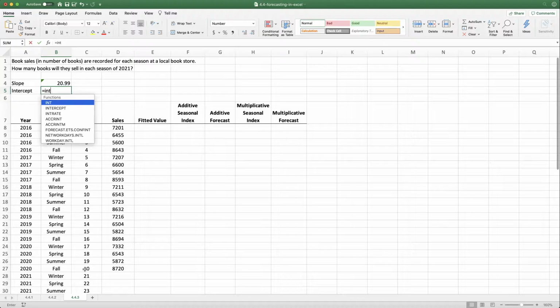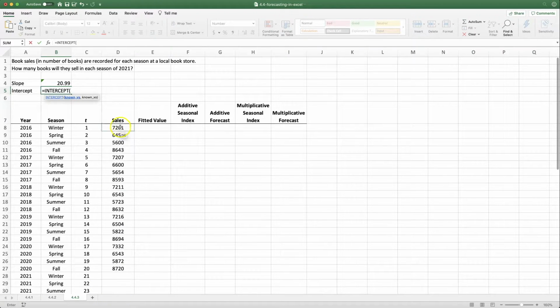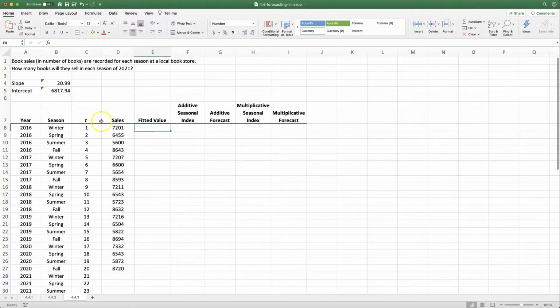The intercept of this line is given by the intercept function. The y values are sales, the x values are the t's. The intercept is 68.18. So if you go back 1 season to fall 2015, I would predict 68.18 books for that season. Using the slope and intercept, I can now compute the fitted value, or the unadjusted forecast, for each season. We compute this by taking the slope, multiplying it by the season number, and adding the intercept.